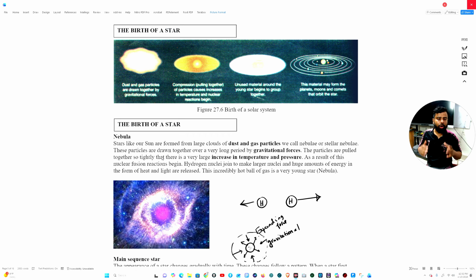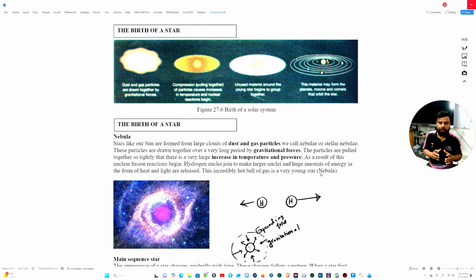As a result of this, a nuclear fusion reaction begins. Hydrogen nuclei join to make larger nuclei, and a huge amount of energy in the form of heat and light is released. This incredibly hot ball of gas is a very young star or nebula. So nebula means a young star.